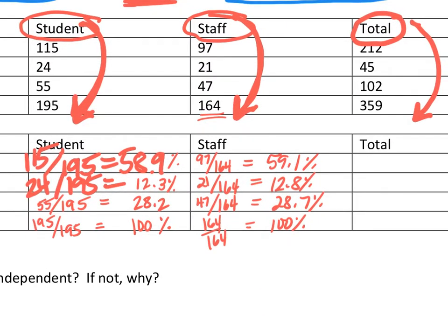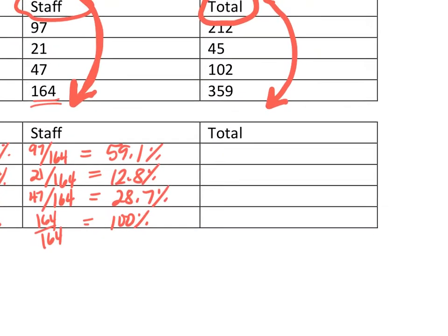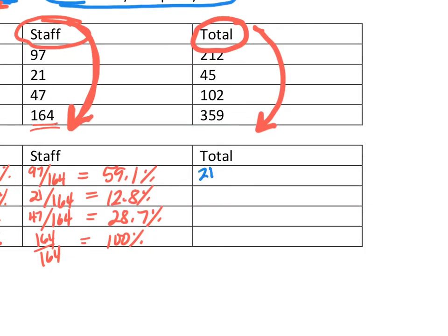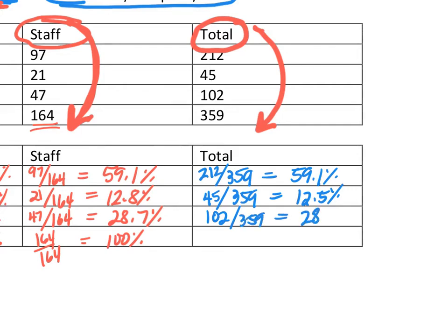Now, I want you to also make sure the marginal is the key to determining these. So in the marginal, let's finish these out, we've got 212 over the total of 359, which is 59.1%, and then 45 divided by 359, that's your 12.5%. And then the last one, 102 divided by 359, is your 28.8%. And of course, that makes for 100% of the data.